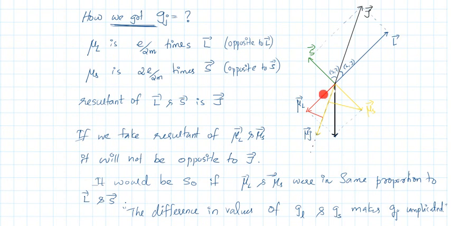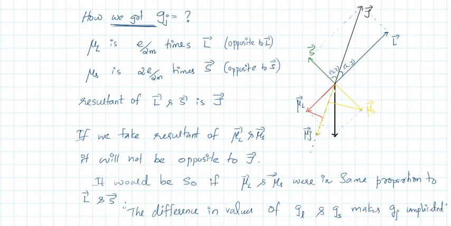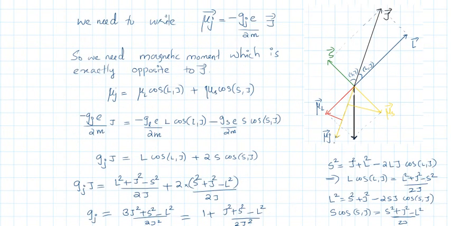Take the component of mu l opposite to j and the component of mu s opposite to j. The sum of these two lengths will give you mu j. So mu j is given by mu l cos lj, that is, this angle is lj, so this angle is also lj. So mu l cos lj will give you this component, and mu s cos sj will give you this component. The sum of these two will give you mu j.